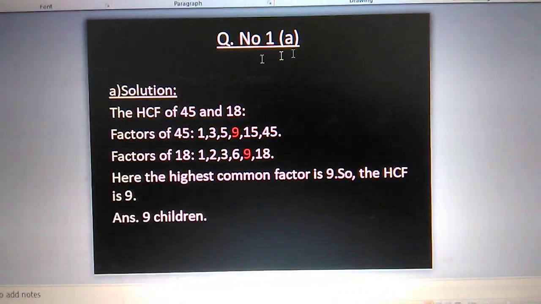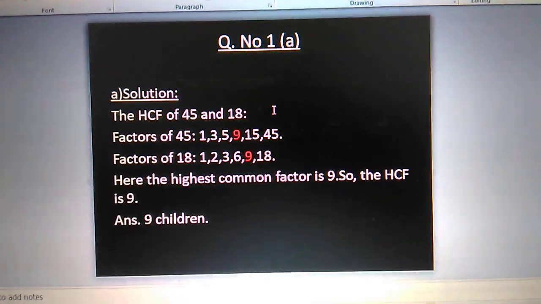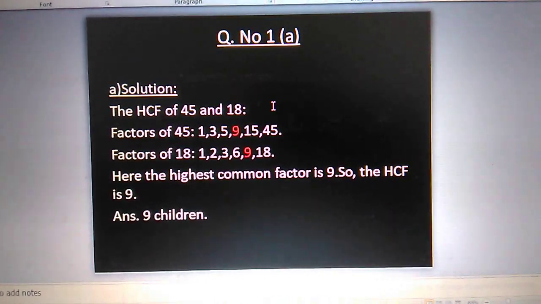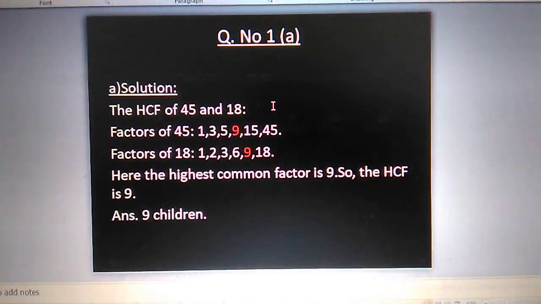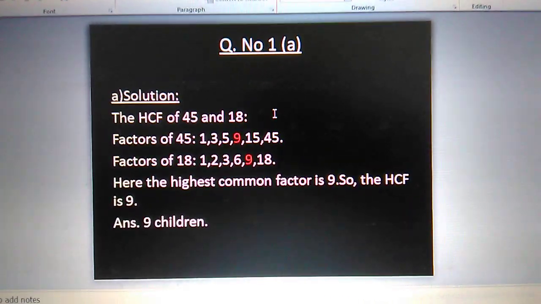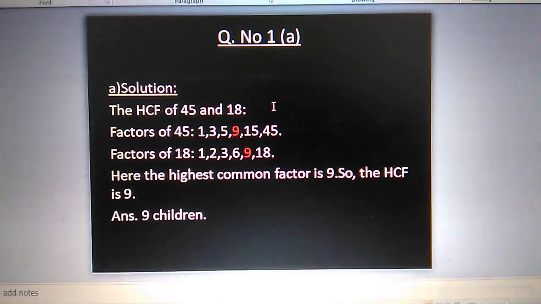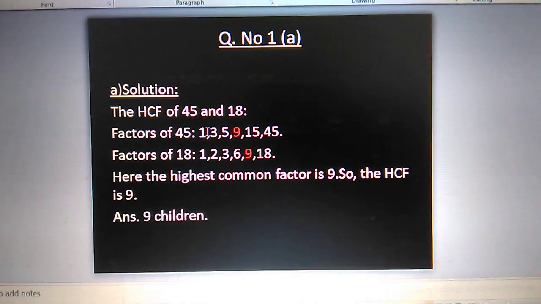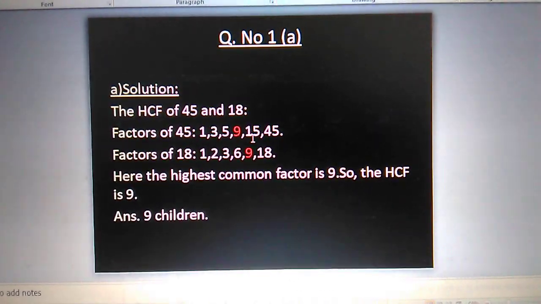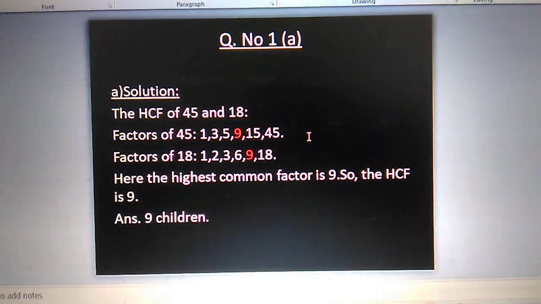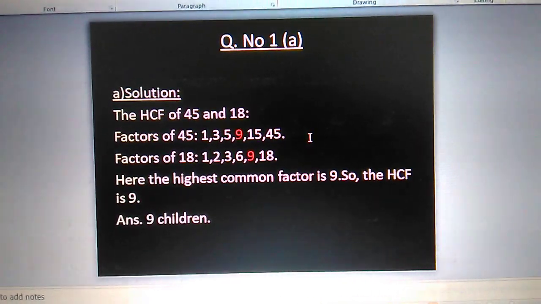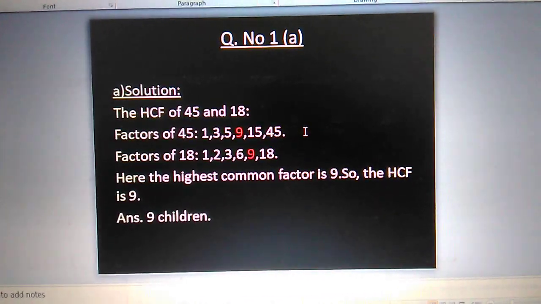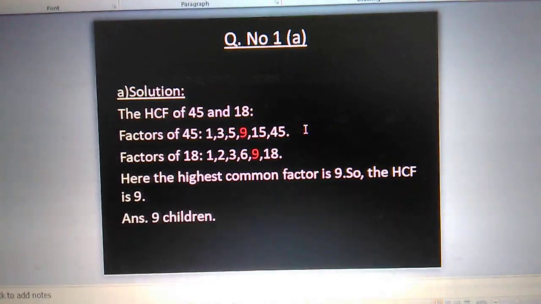Question number 1A, solution, the HCF of 45 and 18. For LCM, we always list the multiples of the given numbers. But for HCF, we always list the factors of the given numbers. So factors of 45, factors are limited: 1, 3, 5, 9, 15, 45. In the short question which was given earlier, we explained what factors are, what multiples are, how to get the factors, how to get the multiples.